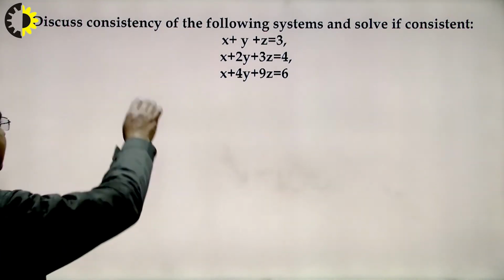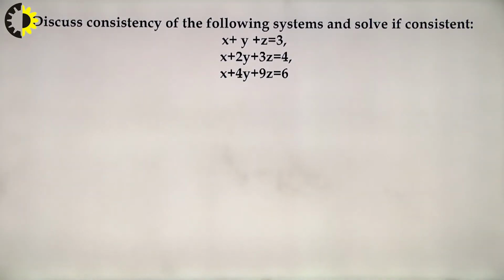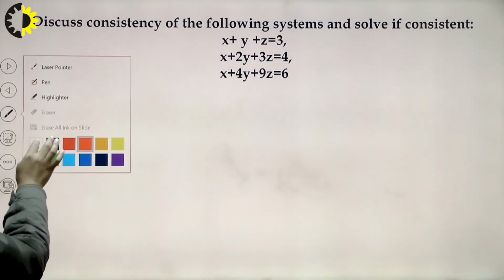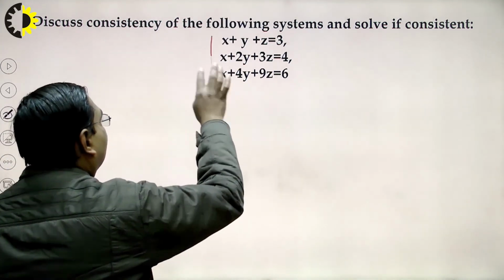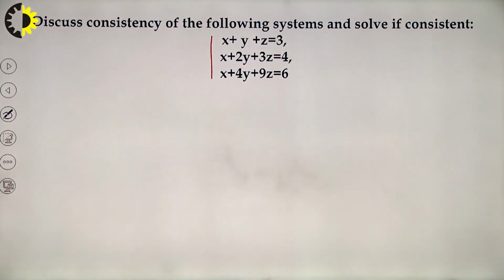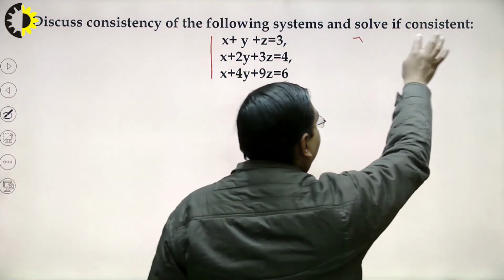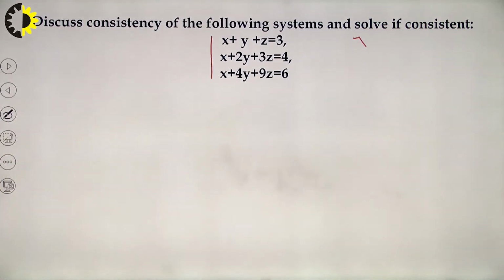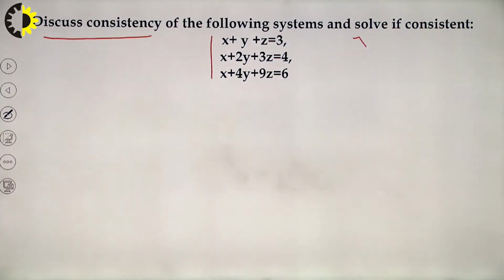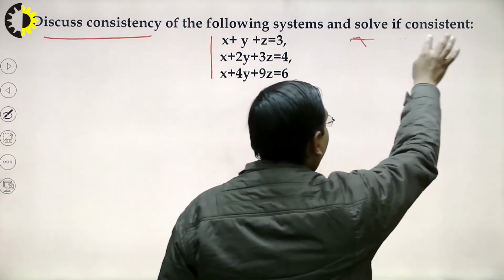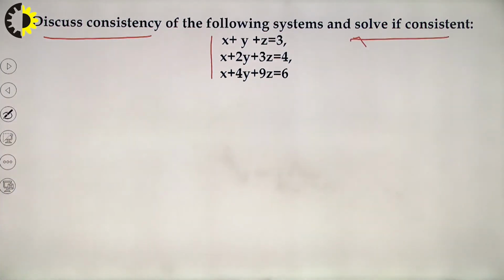Example says, discuss consistency of the following system and solve if consistent. This equation system is given. We want to discuss its consistency, and then we want to solve this system if it is consistent. Thus, this question consists of two problems. Number one, discuss the type of solution, and secondly, if this system has a solution, then finding that solution.